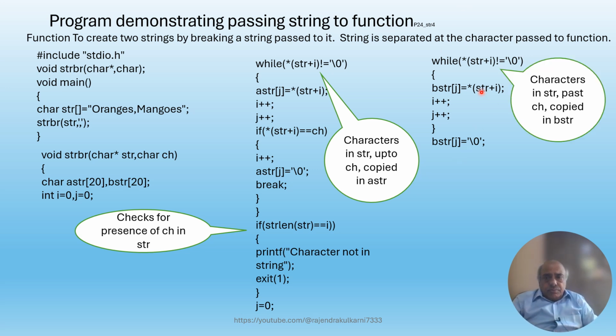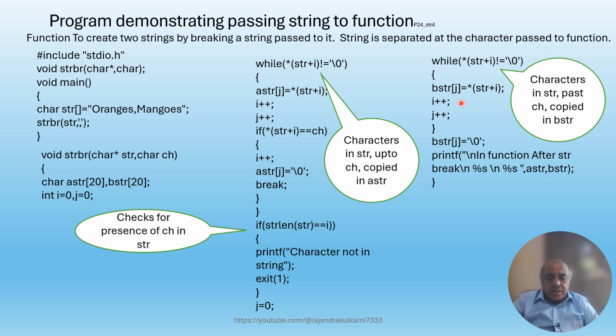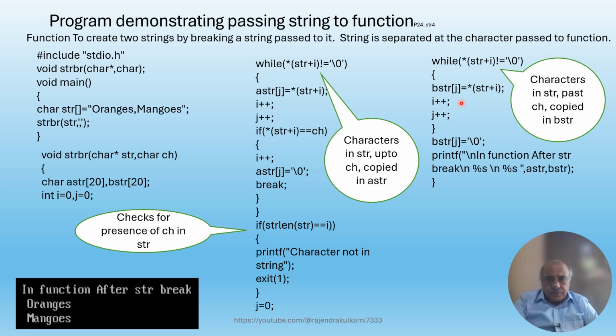So what this while loop does is characters in str of the main past ch, or past comma, are copied into bstr string, and the printf function displays the two strings created in this function by breaking the string passed to it.